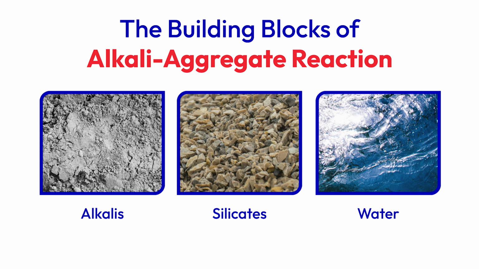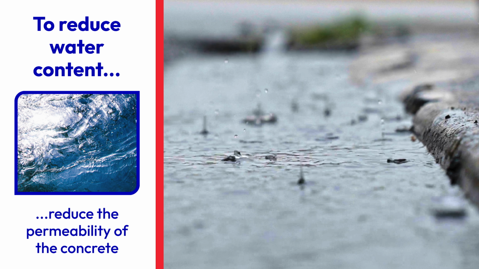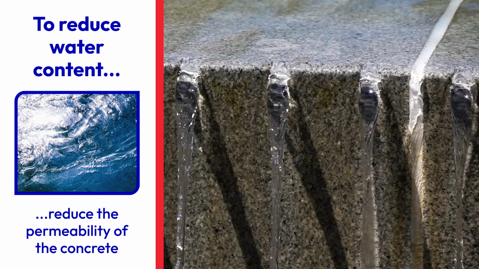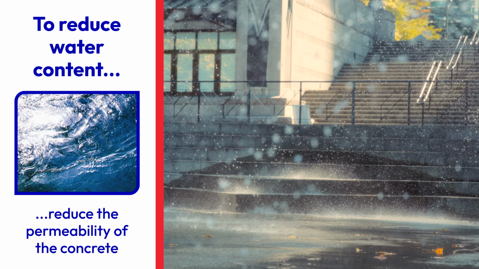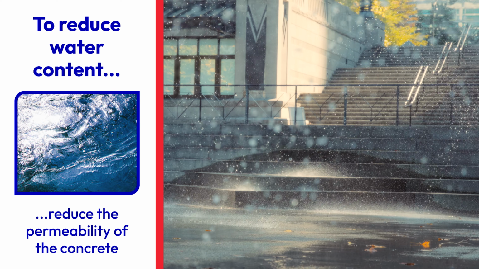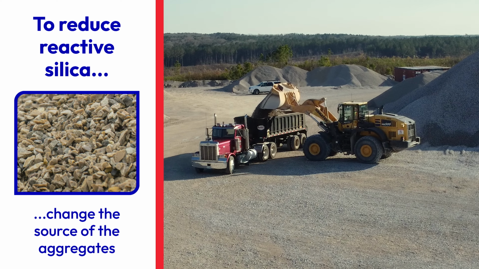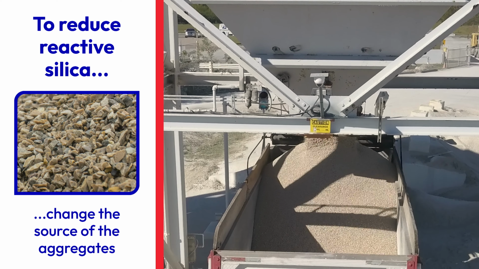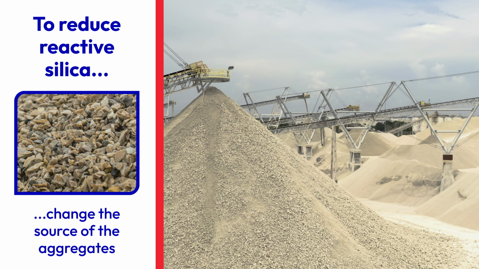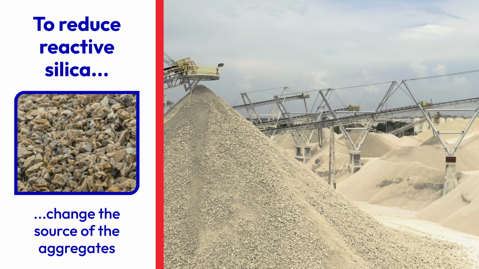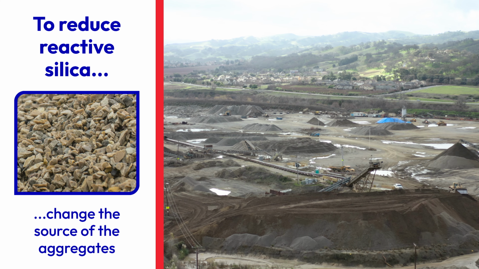those three things. When we talk about reducing the water content, and that's the water getting into the concrete, we're usually talking about reducing the permeability of the concrete. When we talk about lowering the reactive silica from the aggregates, a lot of times what we're talking about doing is just switching sources of aggregates, but that's not always economically or logistically feasible.